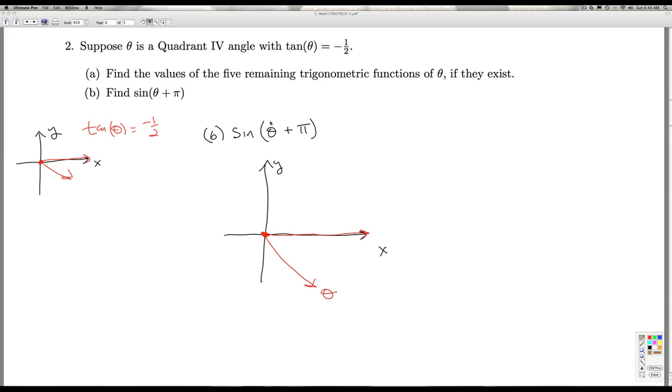Well, remember when we think of adding angles, we think of going the first angle, and then the initial side of the second angle is the terminal side of the first angle. In other words, if I want to graph theta plus pi in standard position, I graph theta, which is what I did, and then from the terminal side of theta, I rotate counterclockwise pi radians. So there's pi radians. So this is the terminal side of theta plus pi.